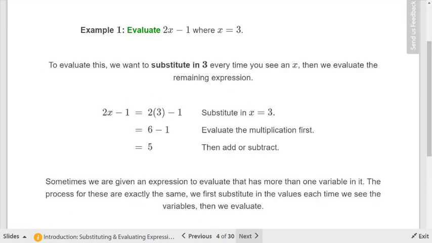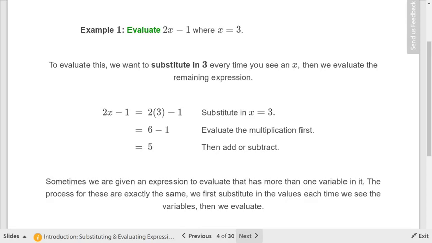You look at this one. Evaluate 2x minus 1 where x is equal to 3. All you need to do is replace the x with the 3 in a bracket and do the math. So you see that makes it 2 times 3, which is 6, minus the 1, which gives us 5. Pretty simple.